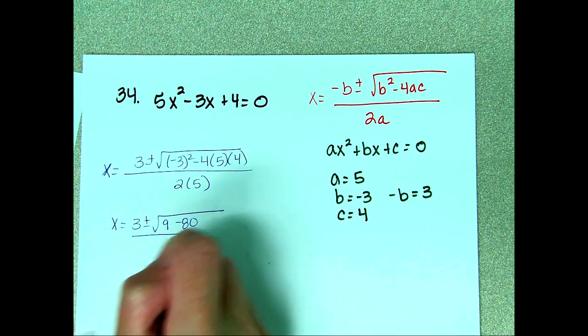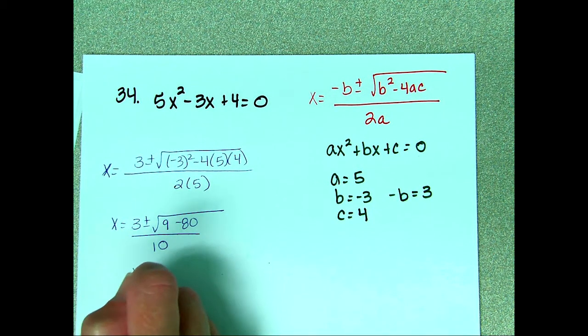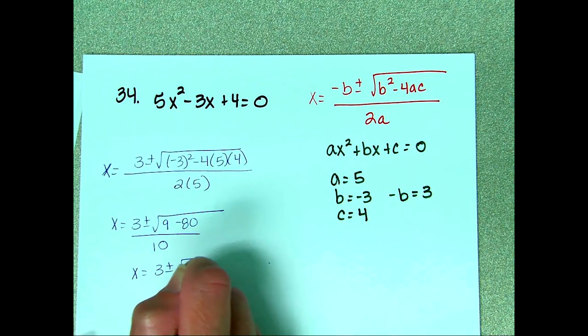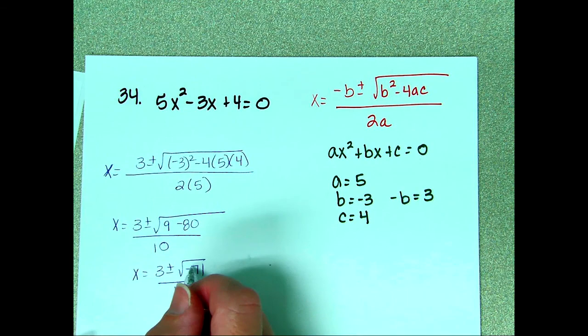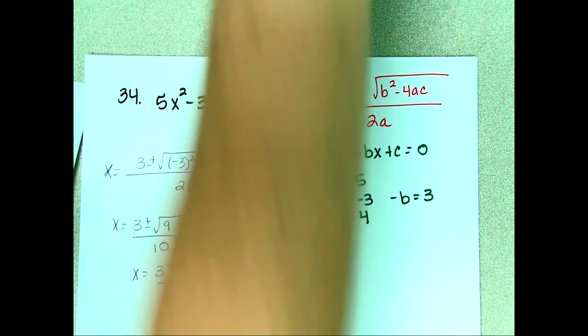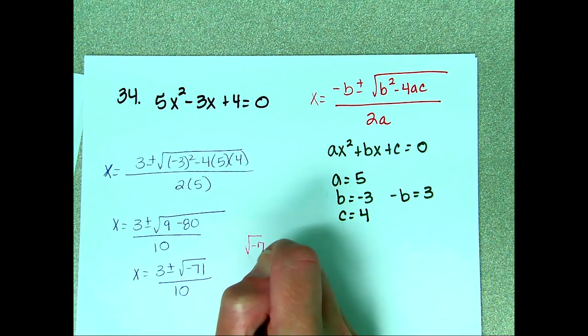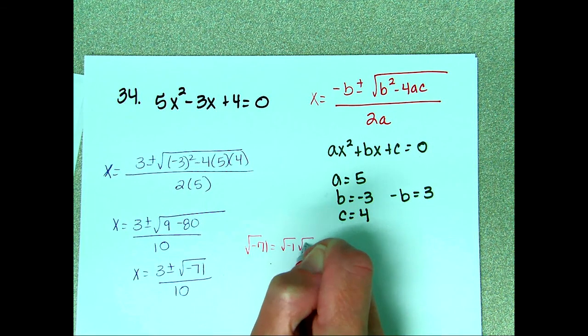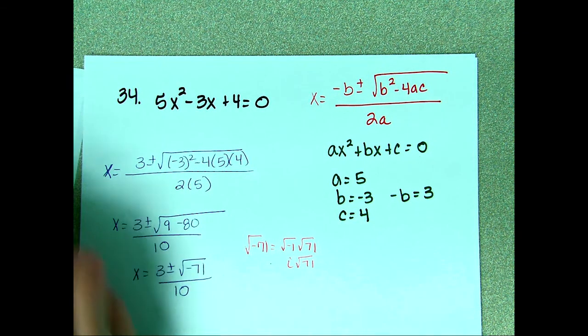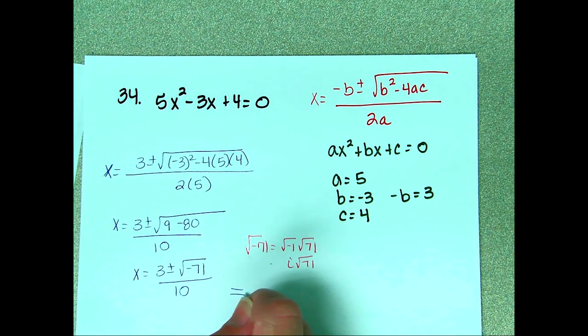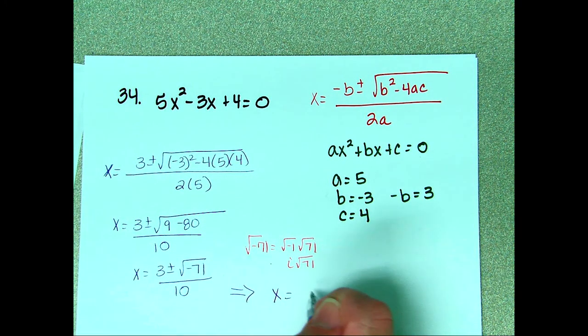We can't simplify 71, but we can simplify the square root of -71 as the square root of -1 times the square root of 71. The square root of negative 1 is i. The square root of 71 is still the square root of 71. So our answer would be x equals 3 plus or minus i radical 71 all over 10. The answer for 34 is E.